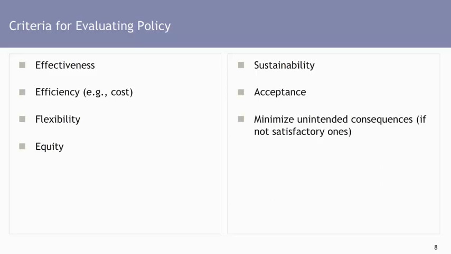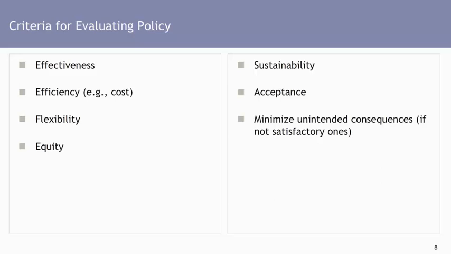The first is effectiveness. To what extent do the policies work, and for which people, under what circumstances, and in what time period? The second criteria, which often receives a fair amount of public attention, is efficiency, often translated into costs relative to the benefits of a policy. The third is flexibility. To what extent do policies respond to changing conditions and changing needs of the population?